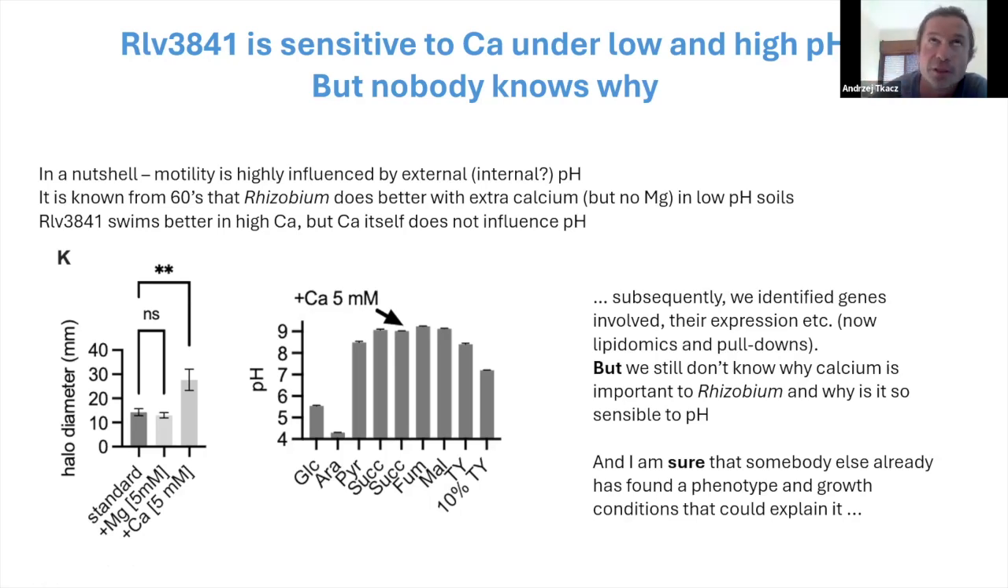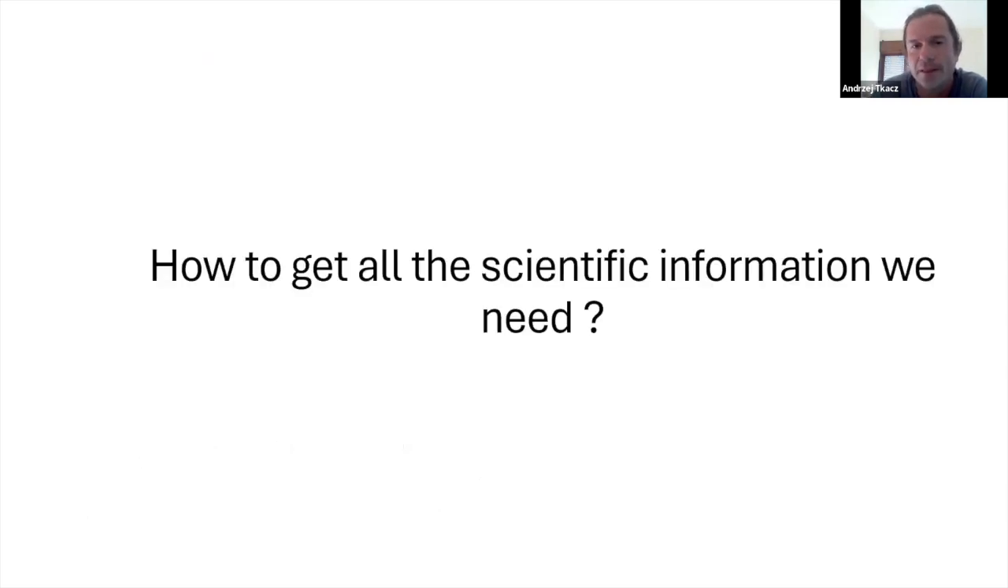So subsequently, we identified genes, we did some expression studies, lipidomics, pull downs. However, ultimately, we don't know why Rhizobium is so sensitive to pH and why it is sensitive to calcium level. And I read tons of papers, and at some point I realized that someone somewhere must have found it. It's just I don't have access to this information, and I don't know how to access this information.